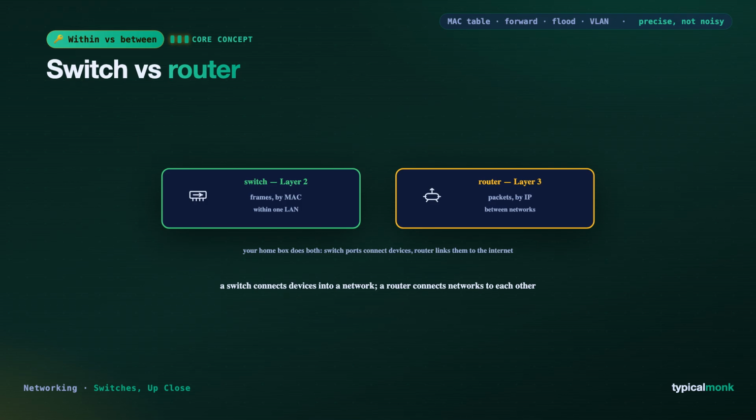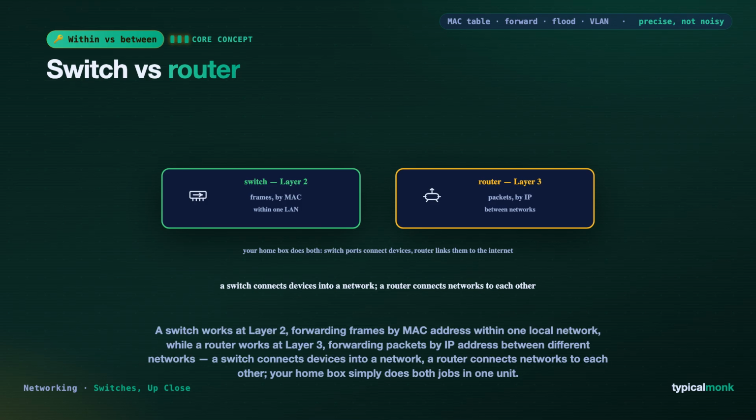The clean way to hold it: a switch connects devices into a network, a router connects networks to each other. In your home, that little box does both jobs in one unit. The switch ports connect your devices, and the router part links them all out to the internet, which is exactly why people blur the two. But they are distinct roles at distinct layers. MAC and frames within, IP and packets between. Keep that split clear, and a huge amount of networking falls into place.